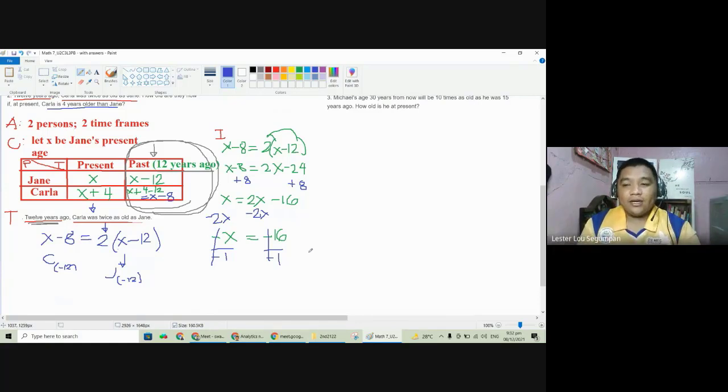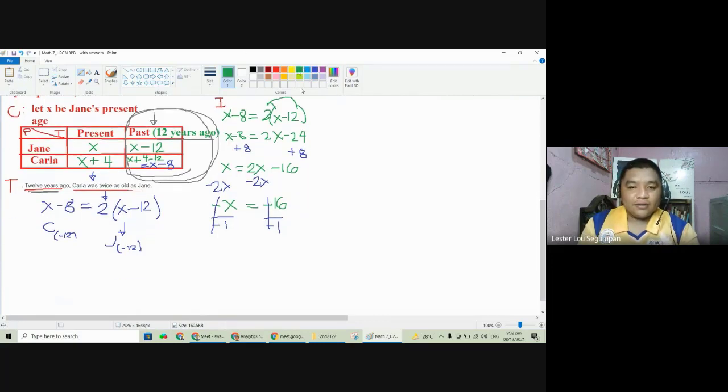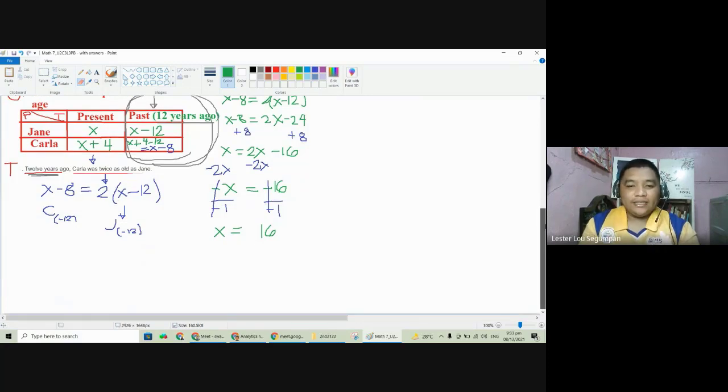If ever your answer is x equal to negative 16, you might want to review that, because in the first place we are talking here about age, and age starts with 0 and all positive values. We don't have negative ages. So if you see an expression like this, you may have made incorrect processes, so please review your process. Anyway, negative 16 divided by negative 1 is positive 16. So this is now the age.